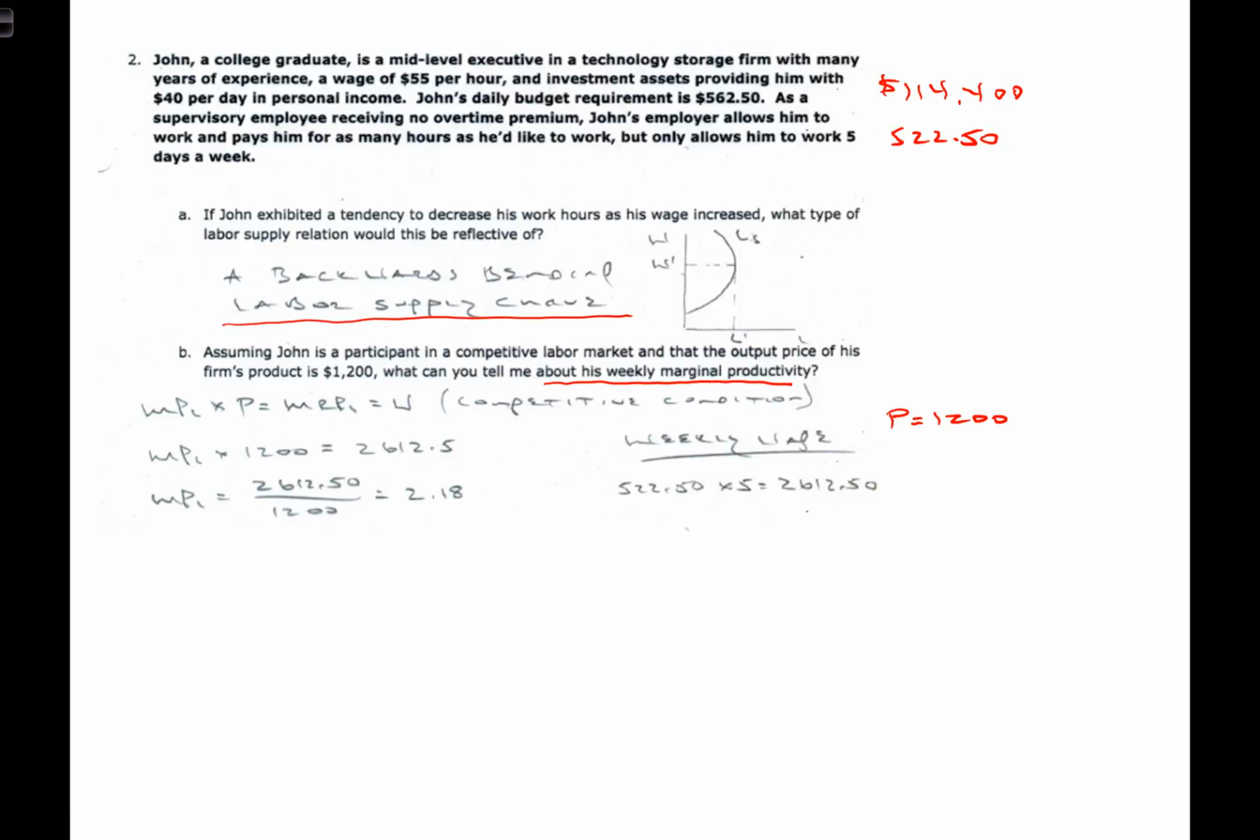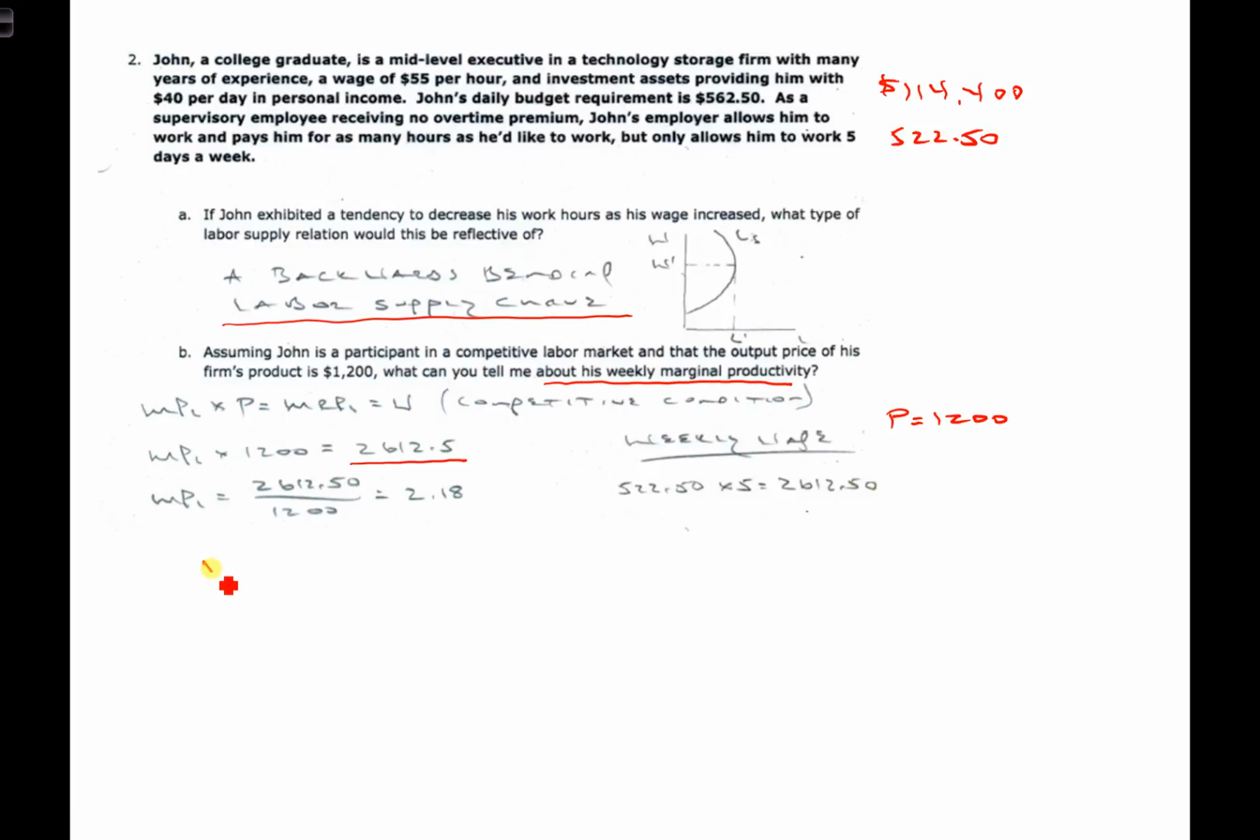Well, if I'm looking at the weekly marginal productivity, I'm going to be thinking about this in terms of weekly values and weekly changes. I don't know anything about John's productivity, do I? I don't know his quantity of output. I don't necessarily even know his number of hours of work, but I do know a couple of things. I know what his wage is if he's making his budget requirement, and he certainly would be. I know how much he's getting paid. He's getting paid $522 a day times 5 days a week, which turns out to be $2,612.50 a week. That's his wage.